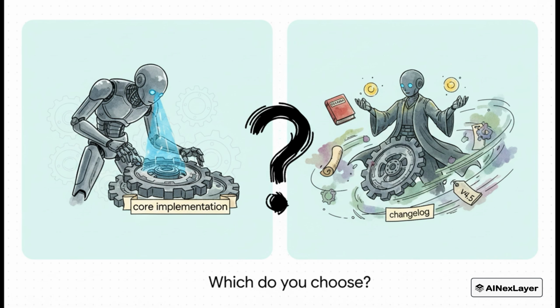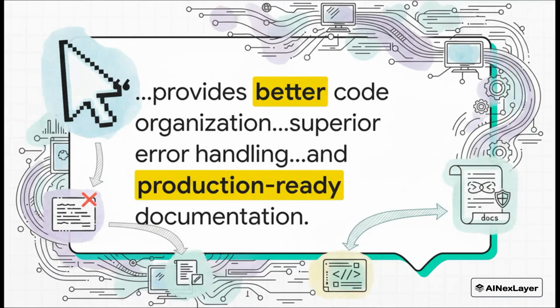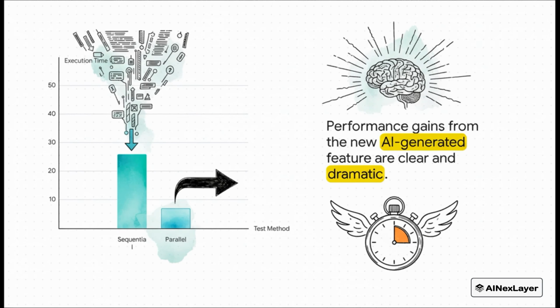So now you have 2 perfectly good solutions. How do you possibly choose? Here's the kicker. You don't have to. Cursor steps in as the judge. It analyzes both solutions and gives you a clear winner. In this case, it picked the Opus 4.5 version because of its better code organization, top-notch error handling, and all that production-ready documentation. And the impact of that choice isn't just about cleaner code.